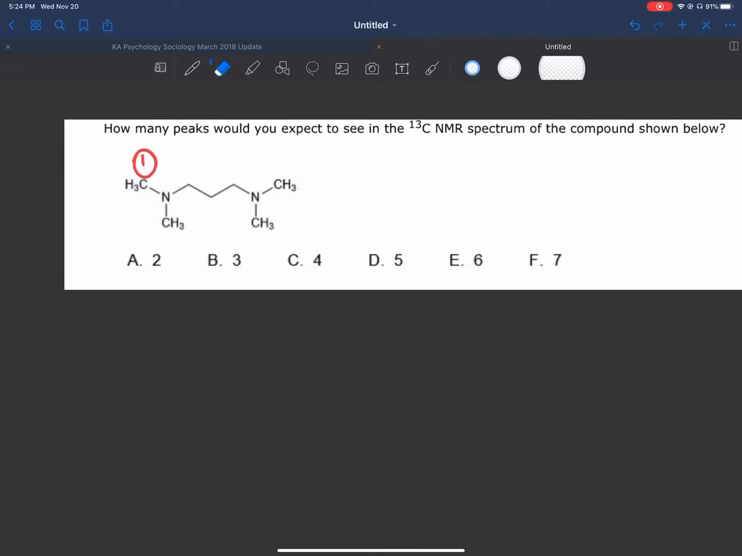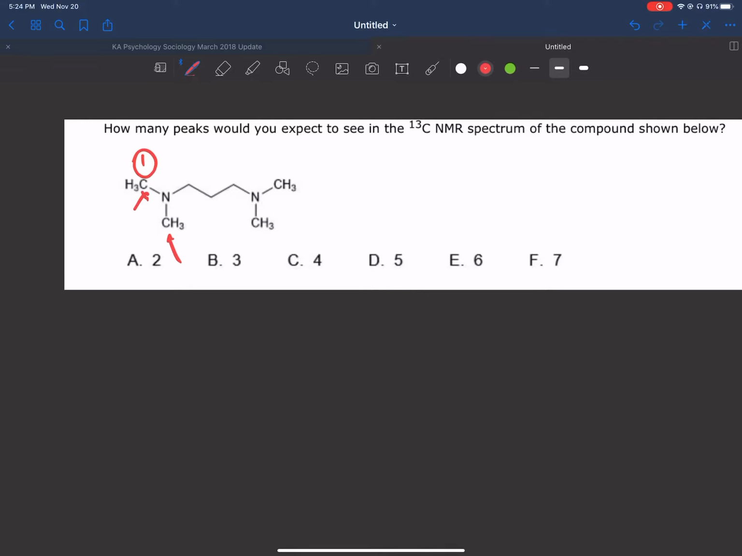Now look at this one. Is this another unique carbon? Right. Well, is there any difference in that methyl versus this one? Right. Well, it's not. It's bound to the same exact atoms. There's no other way we can really tell it's different.